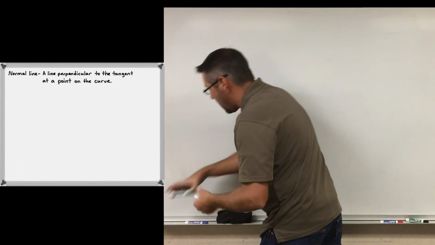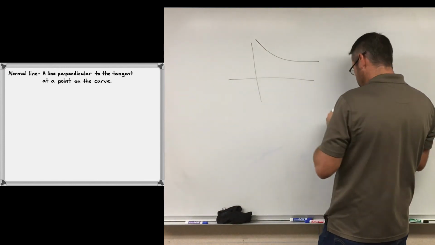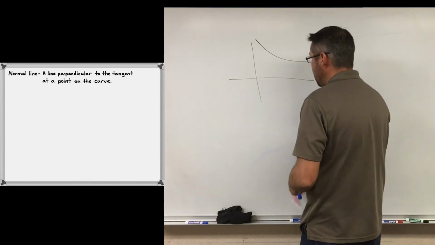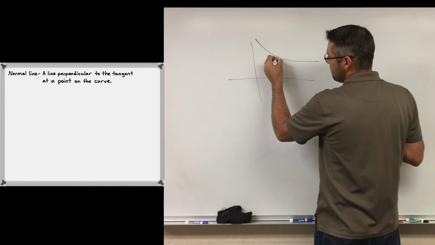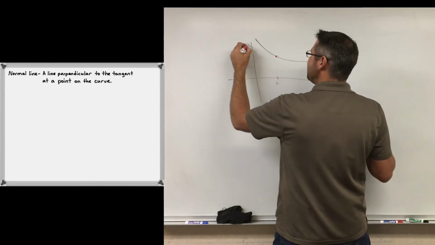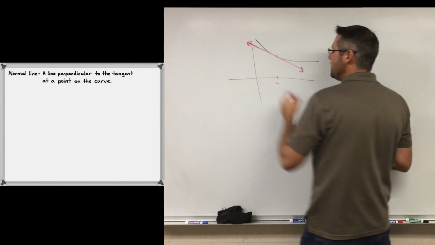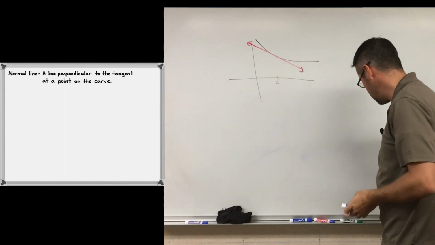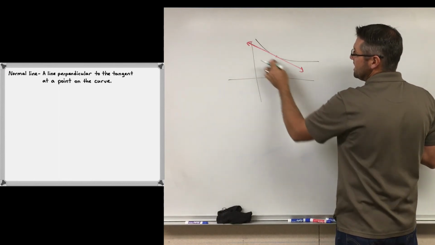So if I look at a graph, let's say that this is my graph here. If I draw a tangent line at, let's say, this point, C, so if I'm looking for the tangent line there, that's the line that just skims off of the curve. The red line there is my tangent line. The normal line is the line that is perpendicular to this line.